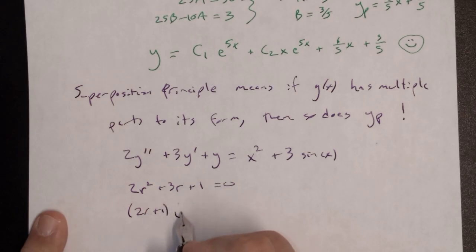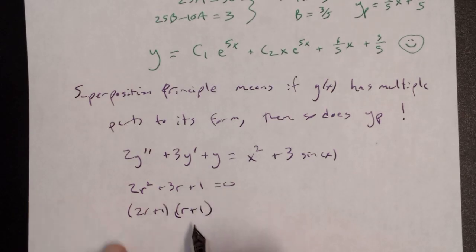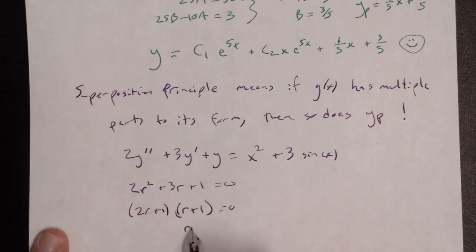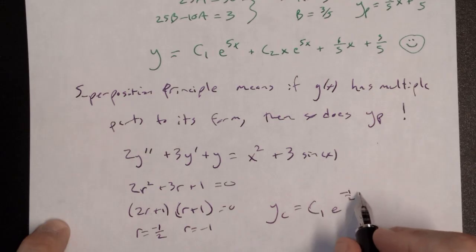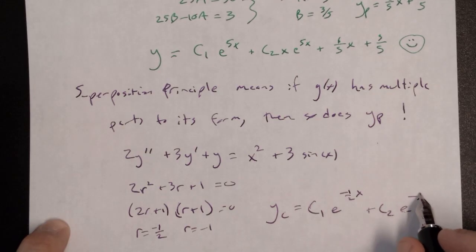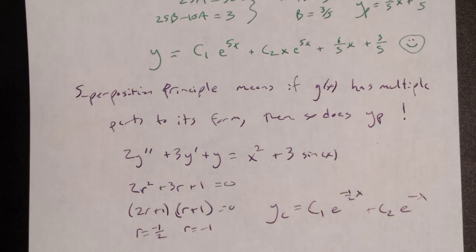Let's check. So I'm going to get 2r squared, 1r and 2r, that's 3r. Yeah, that works. So I get r equals minus 1 and r equals minus 1/2. So yc is C1 e to the negative 1/2 x plus C2 e to the negative x. By the way, I'm using x. If you want to use t, I don't care.